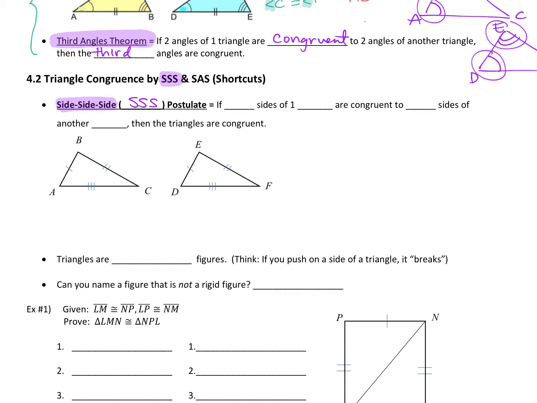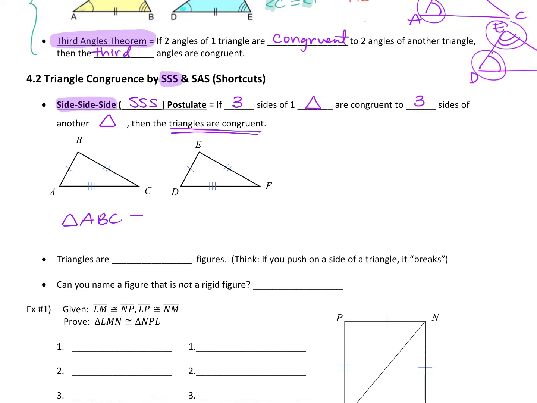Here's what the SSS postulate says. If 3 sides of one triangle are congruent to 3 sides of another triangle, then the triangles are congruent. Okay, so remember what I said. Technically, we need to know for congruent triangles, 3 sides are congruent and 3 angles are congruent. Now we're saying if the 3 sides are congruent, the angles will be congruent also.